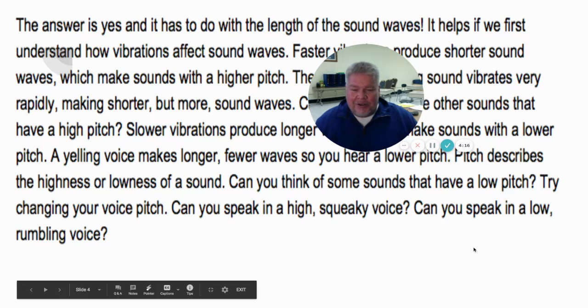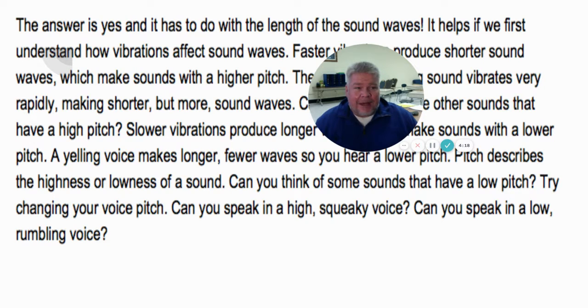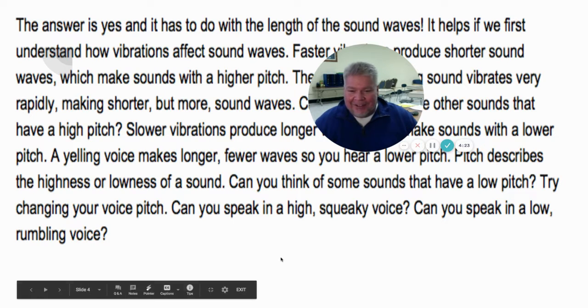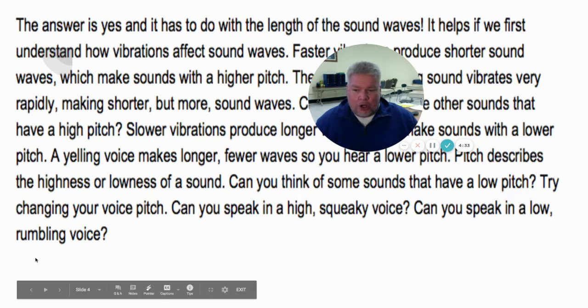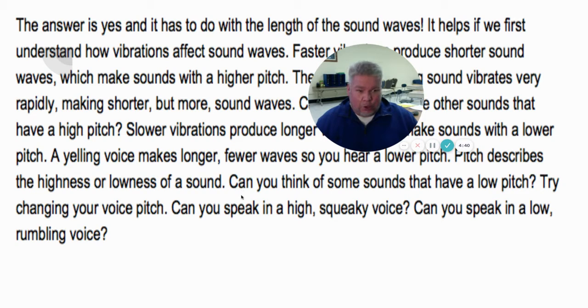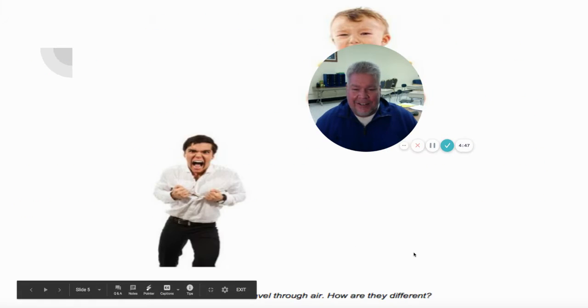Try changing your voice pitch. You do it when you sing. Sometimes you sing a song like Despacito. It goes down, doesn't it? I didn't sing that very well, sorry. But when we sing, we change the pitch in our tone. Can you speak in a high, squeaky voice? Don't do it too long. Your parents will get mad. Can you speak in a low, rumbling voice? You're changing the length of the sound waves you're producing. Those low sounds have long wavelengths, and those high sounds have short wavelengths.